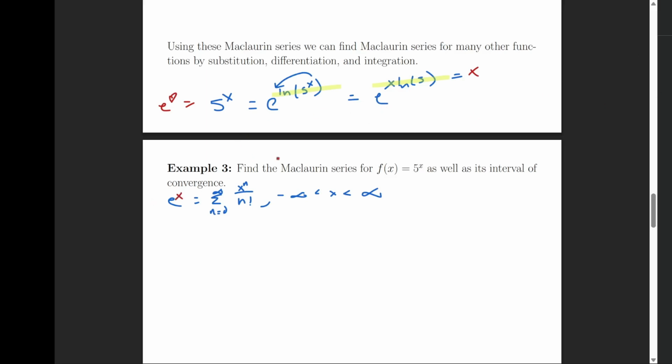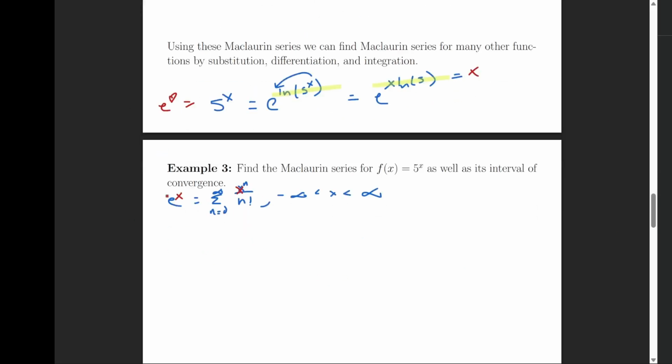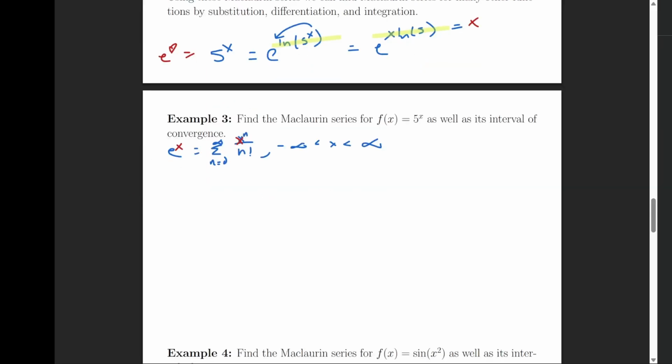Okay, but basically, this is our new x, and we're going to put it in this x to replace it, because this is our known Maclaurin series, and we're trying to make a new one for 5 to the x power. So I'll do it in red. You can't really read that, so we plug in our new x to this equation, right?